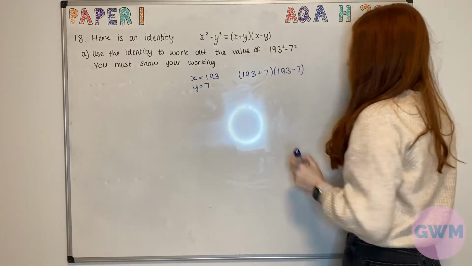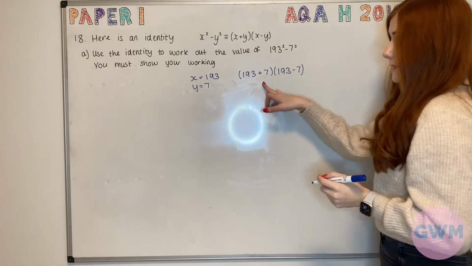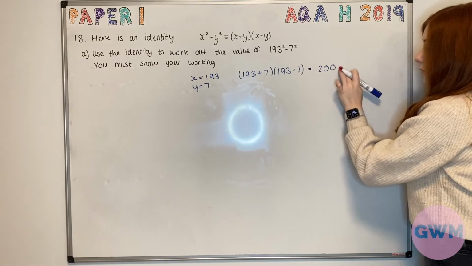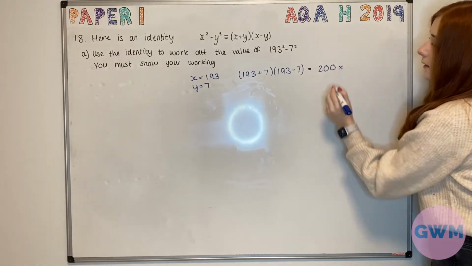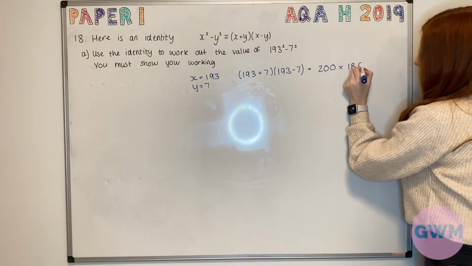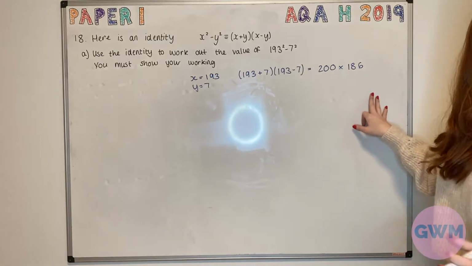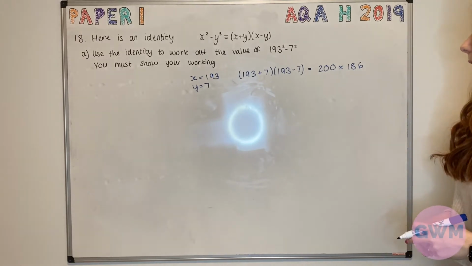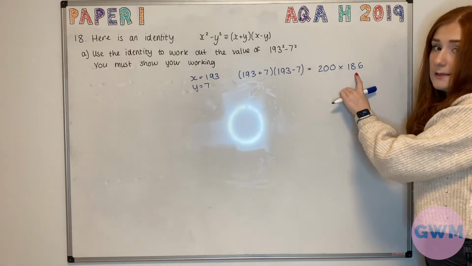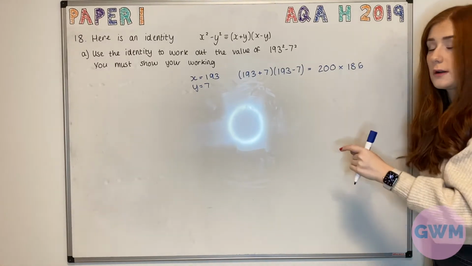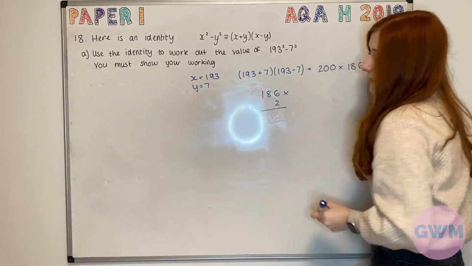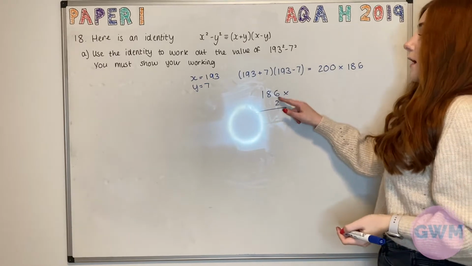Minus 7. So what does that give us? This side of the equation is 193 add 7, that's 200, times 193 minus 7, which is 186. So that's what it wants us to work out, and that's quite a difficult multiplication. So what we can do is, well, we can do 2 times 186, and then we can add the zeros on afterwards. So if we do 186, I'm going to write it in this multiplication way just to make it a bit easier, and then we can work out each one.